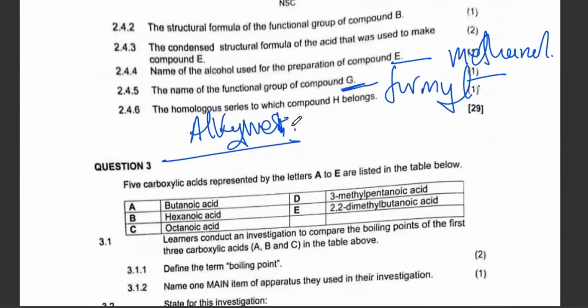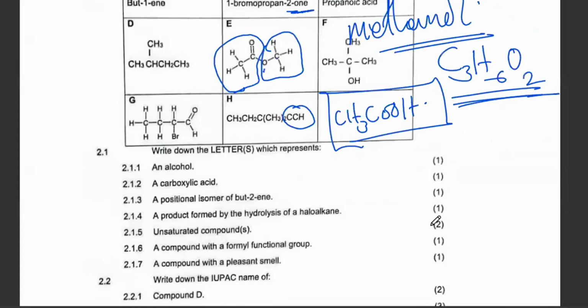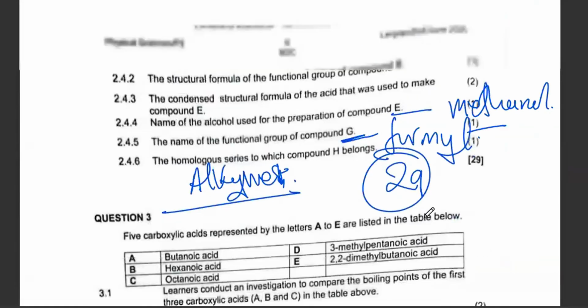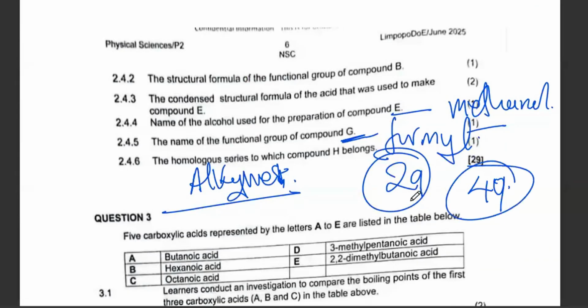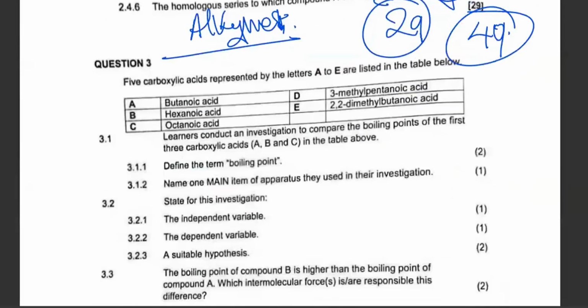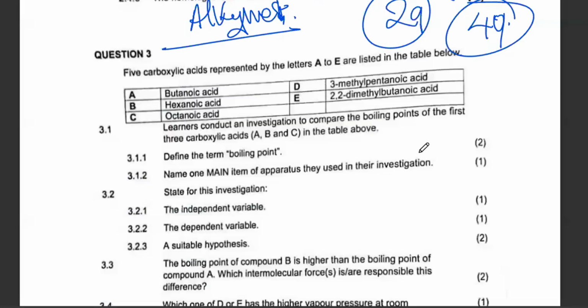Yes, so that is question number 2. I hope, guys, you got 29 out of 29. So now it means that so far we have 20 plus 29, which makes it 49. So let's go to question number 3 and then we see what's happening.